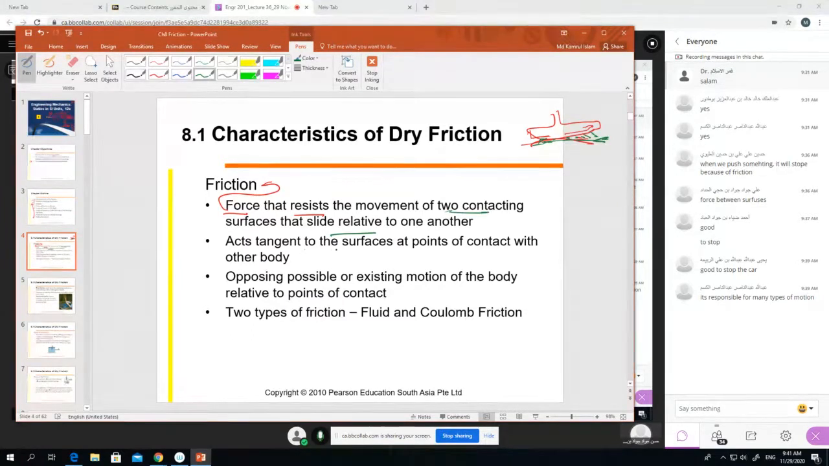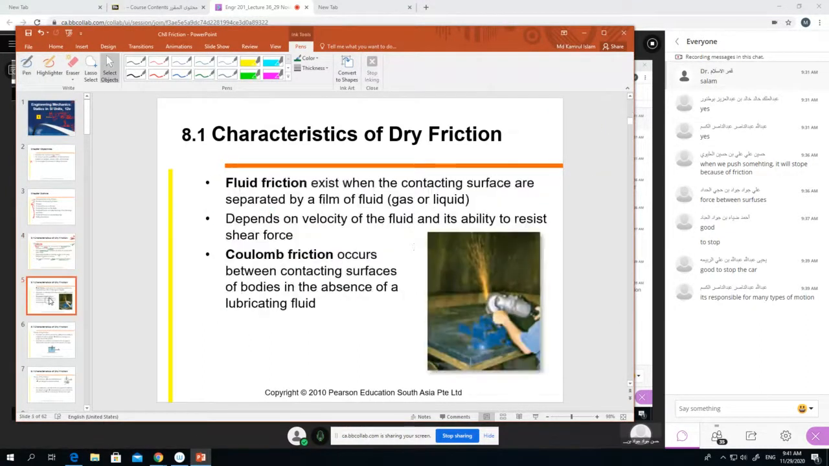The friction force acts tangent to the surface point in contact with the other body. Tangent means it acts along the surface, opposing the possible existing motion of the relative points. There are two types of friction: fluid friction and Coulomb friction.